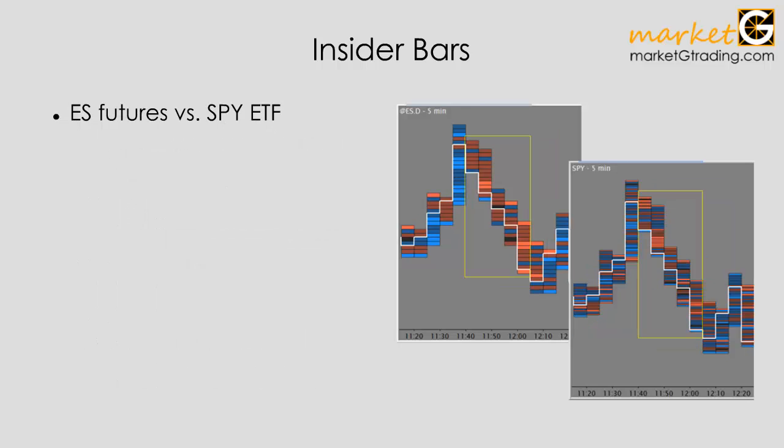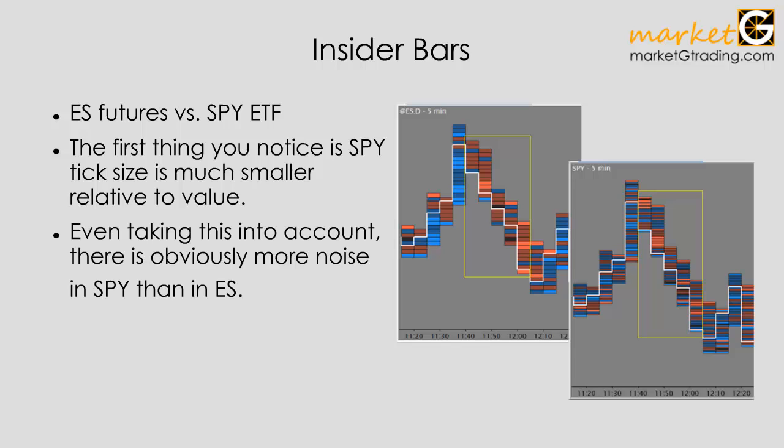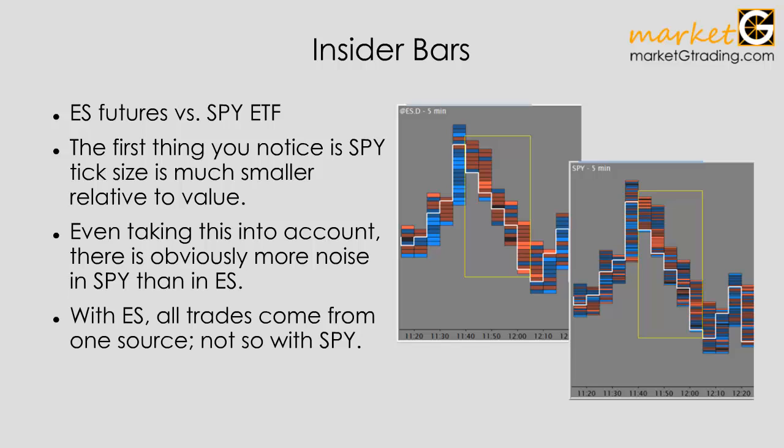Here's another comparison, the same time period, but this time I'm comparing ES futures to SPY ETF, which are in a way the same thing. S&P 500 futures versus S&P 500 ETF. The first thing you notice is the SPY tick size is much smaller relative to value. Even taking this into account, though, there's obviously more noise in SPY than in ES. And one of the reasons for this is that with ES, all trades come from one electronic source, and this is not so with SPY.